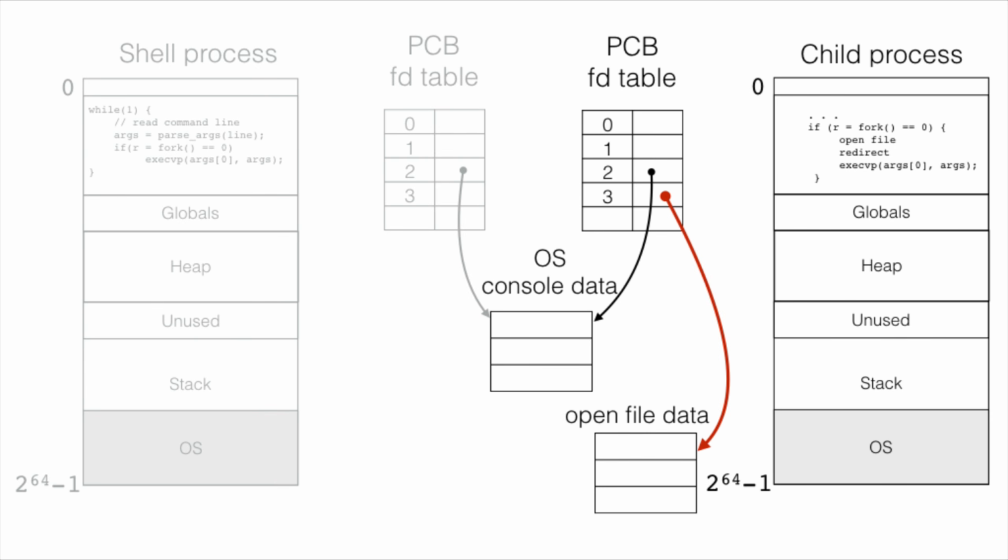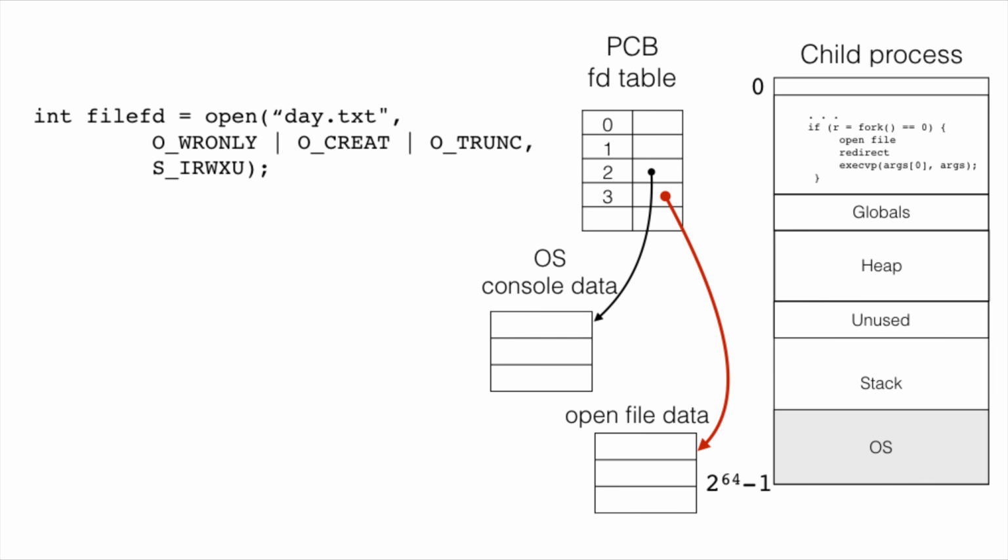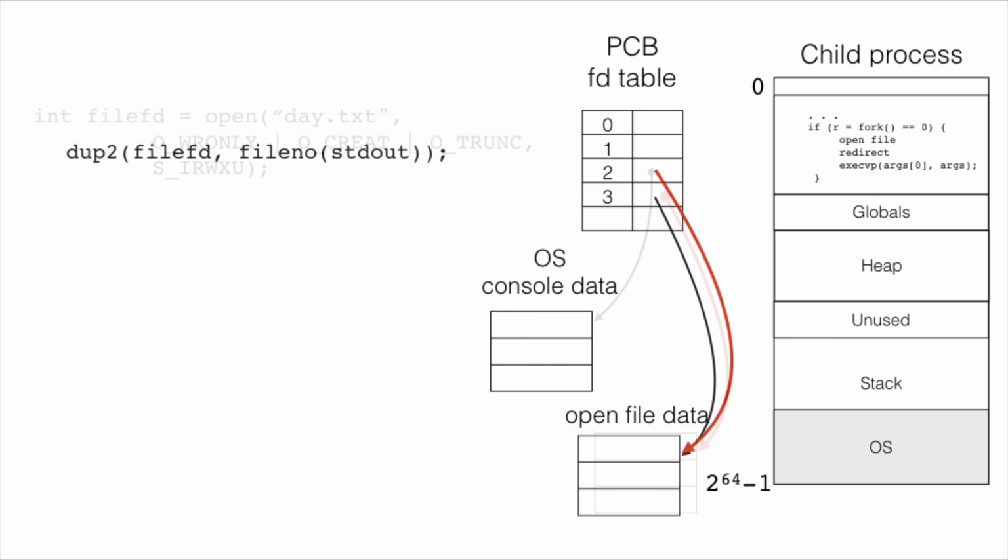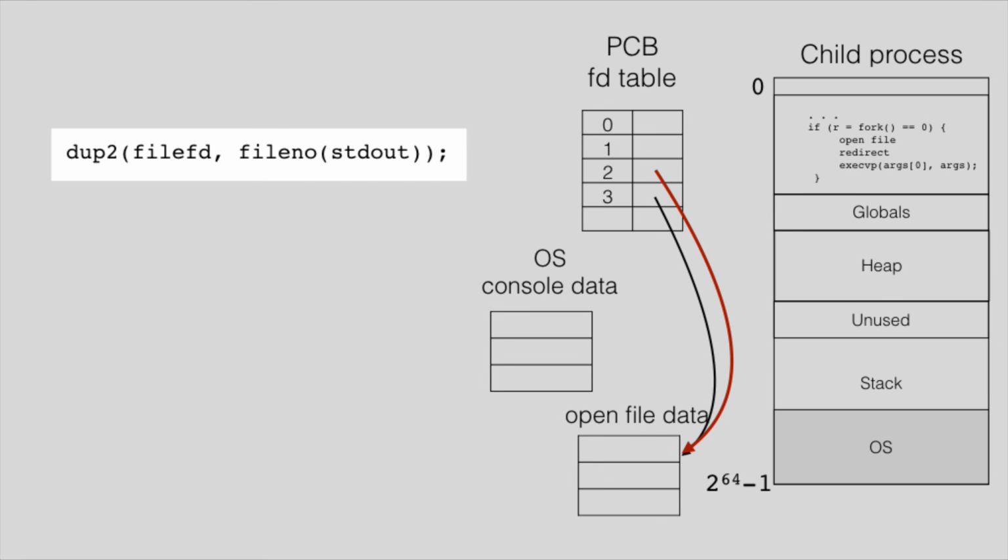Later, when the child runs, it opens the file that will receive the output of the program. Note that we've opened the file with write permissions so that it can receive output. Now we can redirect standard output using dup2. We extract the file descriptor for stdout, a global variable of type file pointer, using the fileno function. After the dup2 call, file descriptor 2 points to the newly opened file rather than the console. Now, when the process writes to stdout, the output will be written to the file rather than the console.